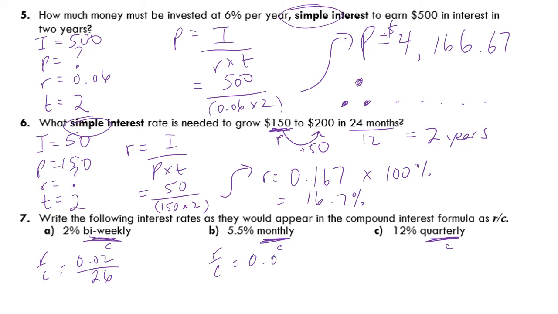5.5%, monthly, divide by 12, perfect, and 12%, 0.12, quarterly is 4. We'll leave it like that. Some of those work out to be nice numbers, oftentimes they don't, and we don't want to round if we can avoid it when it comes to money.